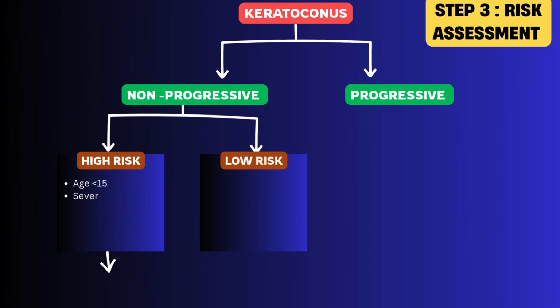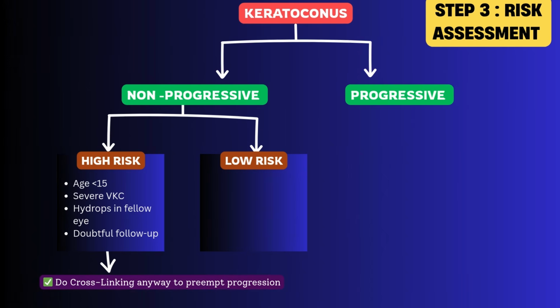What is meant by the high-risk category? High-risk patients are those of age less than 15, or they might have severe vernal keratoconjunctivitis, or they might have had high drops in the fellow eye, or patients with a doubtful follow up. All these cases become high risk because although they are non-progressive in nature, there are high chances that they might progress or you might miss them as they are progressing. So, in these high-risk cases, even if they are non-progressive, you go ahead and do the cross-linking.